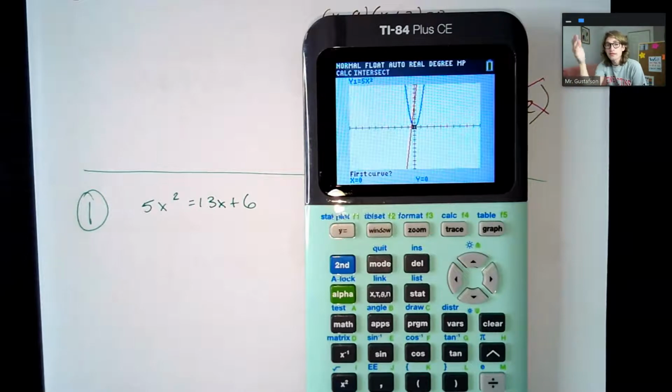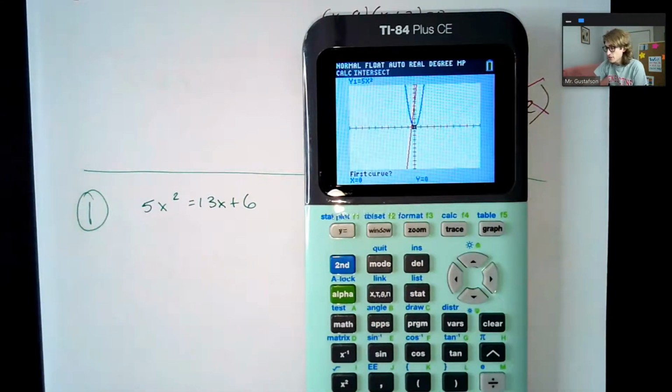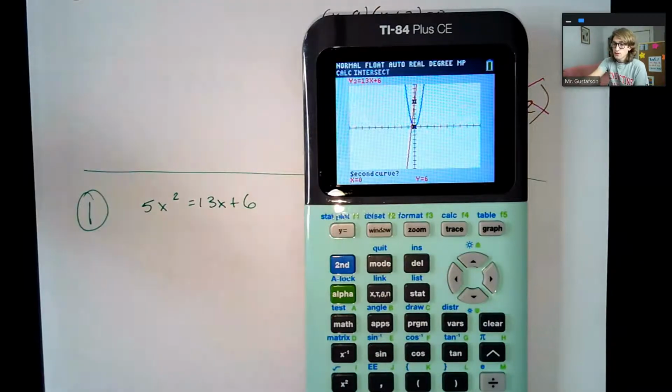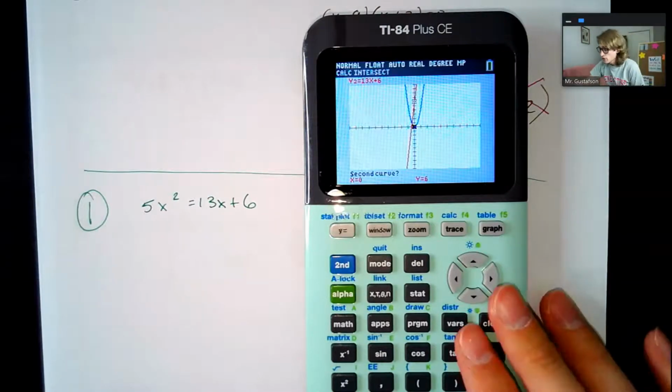First curve means that it wants you to tell it which function it's looking at. So right now, the numbers are blue, the cursor is on the blue function. I'm going to hit enter. That's going to tell the calculator, I want the first function we're looking at to be the blue one. So you can see after I hit enter, it changes all to red and the cursor jumps over to the other graph. That's telling it that I want the calculator to look at this function and I want the calculator to look at this function, and it's going to find where they cross each other.